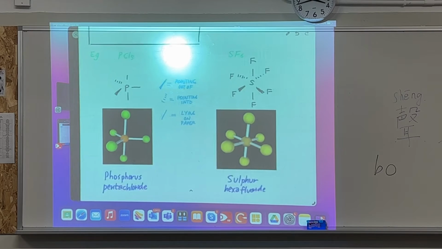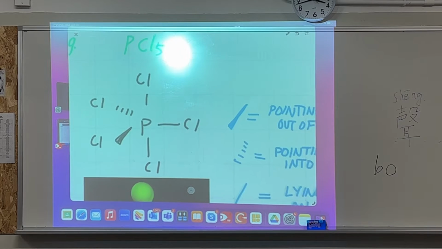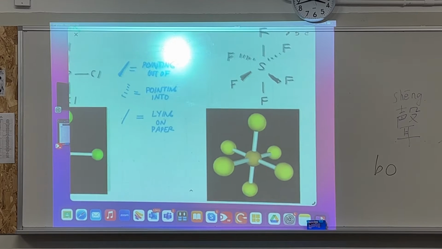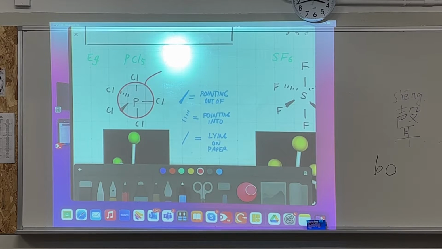How are these expanded octet species? When you draw the structure out, which atom here is violating the octet rule? Is it P or is it Cl? P. By having 10 electrons in the outermost shell, P is violating the octet rule. So can you put down 10 electrons in the outermost shell of P? Therefore, it violates the octet rule.